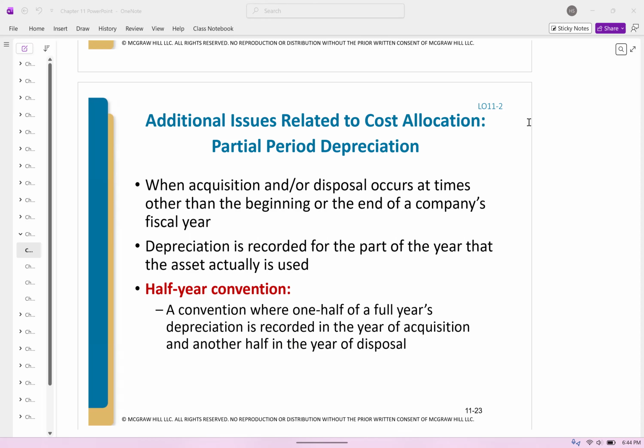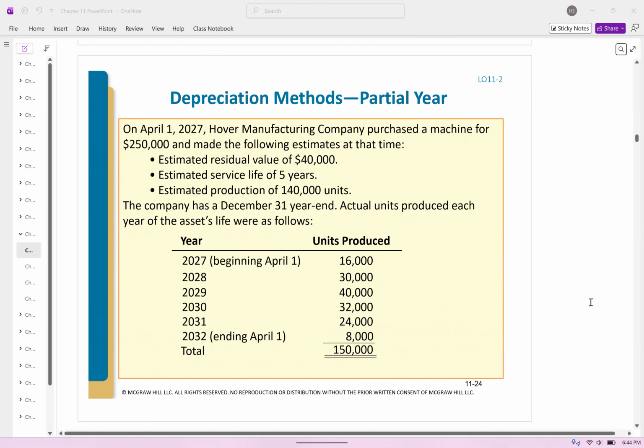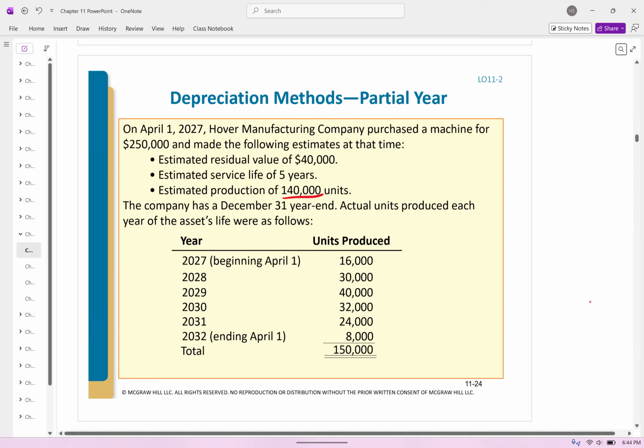So, as an example, they're using the same things that we were using in the previous video, going through the regular way to calculate depreciation, but now we're going to look at it as doing this half year convention. Okay. So the asset still has a cost of 250,000, residual value 40,000, estimated life 5 years, estimated production of 140 units. Look right down here. We still have 150 units.